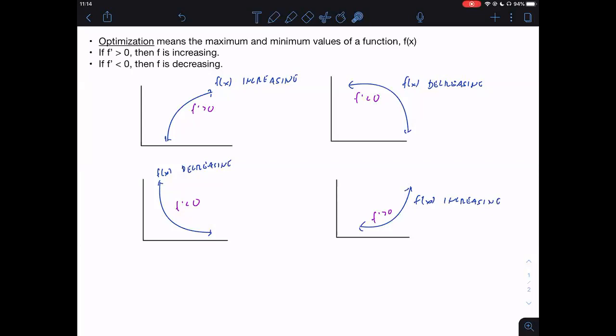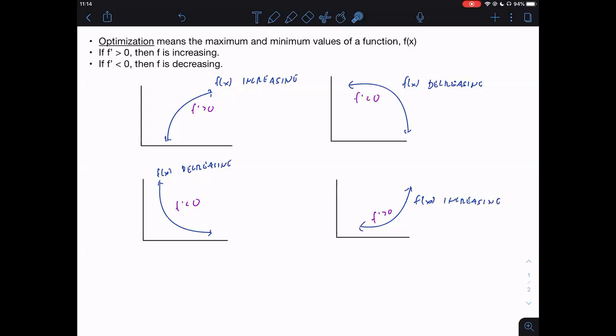Okay, so notice that the first derivative can help us indicate whether our function is increasing or decreasing based on the values that we obtain from the first derivative, based on the values of the slope, based on the rate of change of our function. Again, like we saw in chapter 2, the first derivative tells us the behavior of the original function, the rate of change of it.